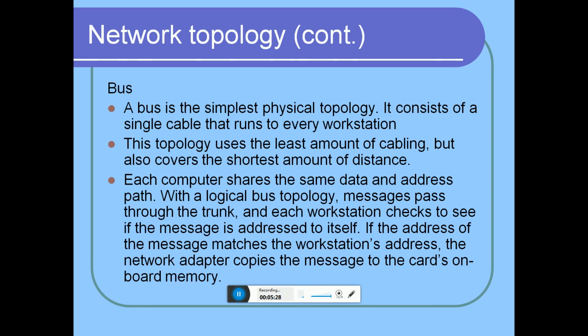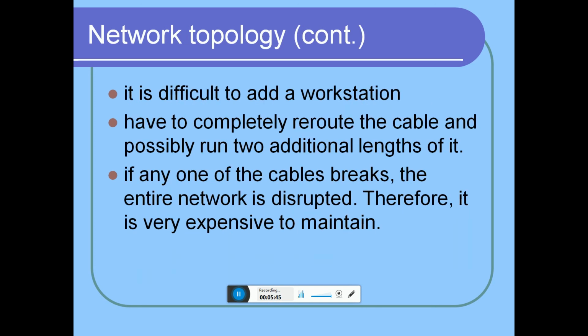The bus topology. A bus is a simple physical topology consisting of a single cable that runs to every workstation. It uses the least amount of cable but also covers the shortest distance. Each computer shares the same data and address path. In this network it is difficult to add workstations, and if any one of the cables breaks, the entire network is disrupted.